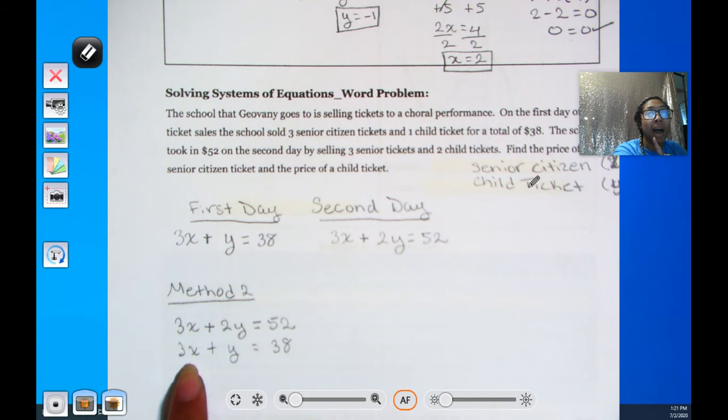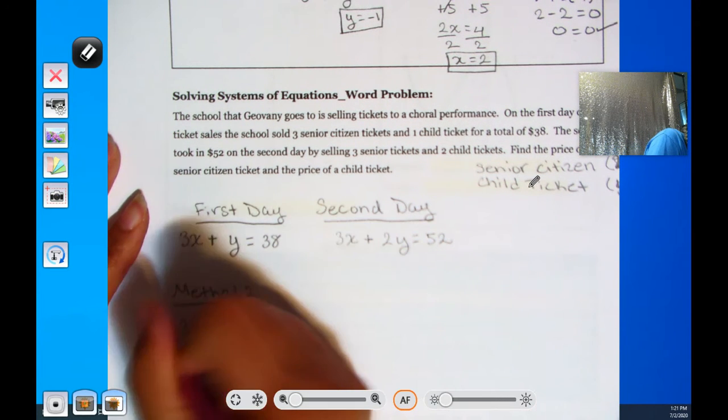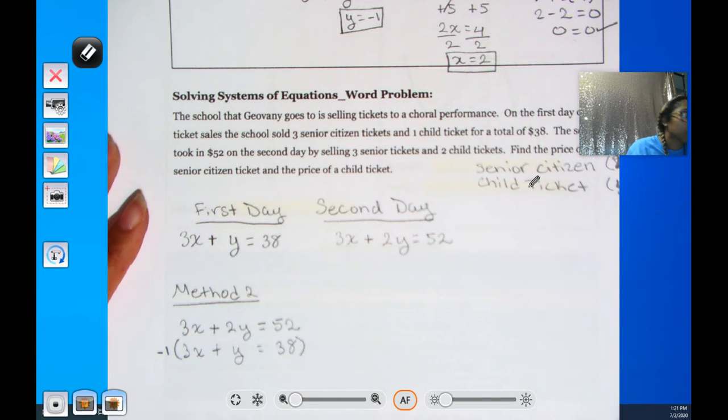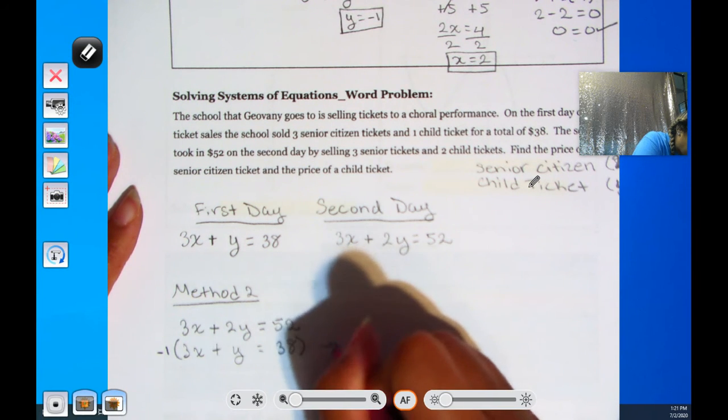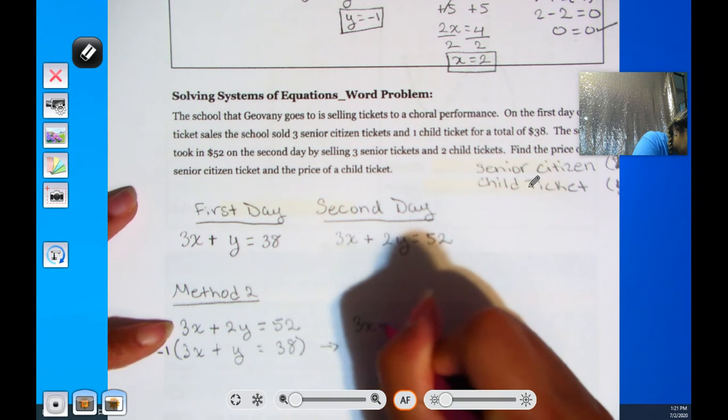But they're not opposite signs. So I want to make sure that they end up being opposite signs. So what I can do is multiply one of those equations by -1. When I multiply that bottom equation by -1, I'll end up with the top one we didn't mess with, so that's the same.